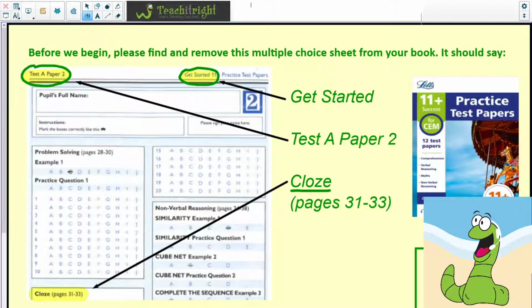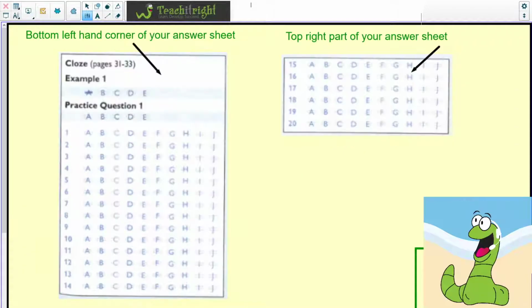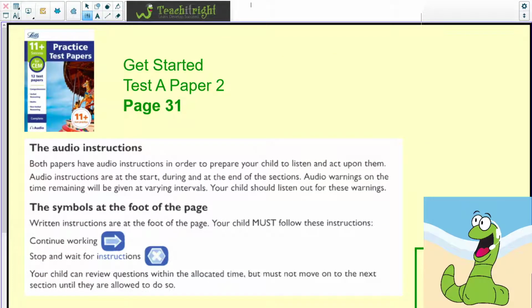So let's go to see that part of that multiple choice sheet again. As you can see here, it's on pages 31 and 33 in your actual book, and this is the top right part of your answer sheet, and this is the bottom left corner of your answer sheet. Hopefully you'll be able to see where it says close. This is what we're going to start with. So the Get Started Test A Paper 2, we need to be on page 31.